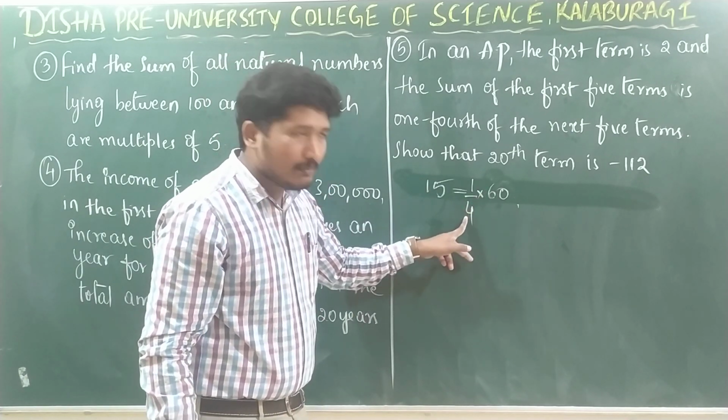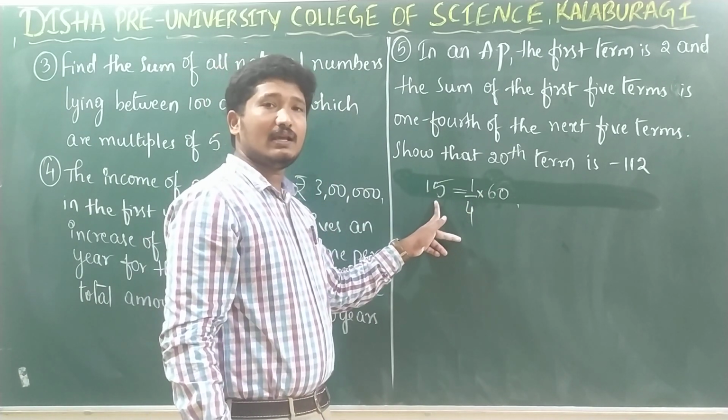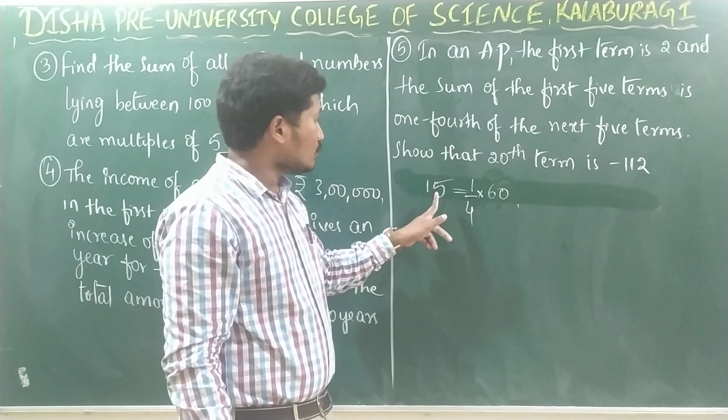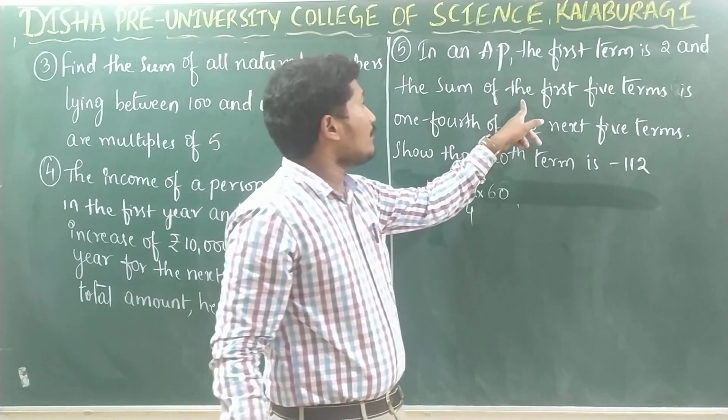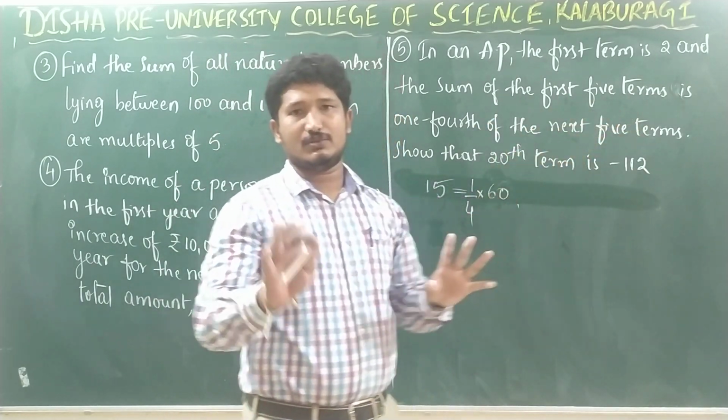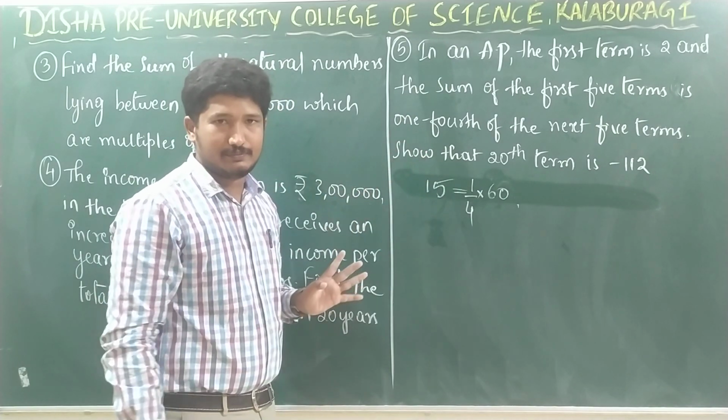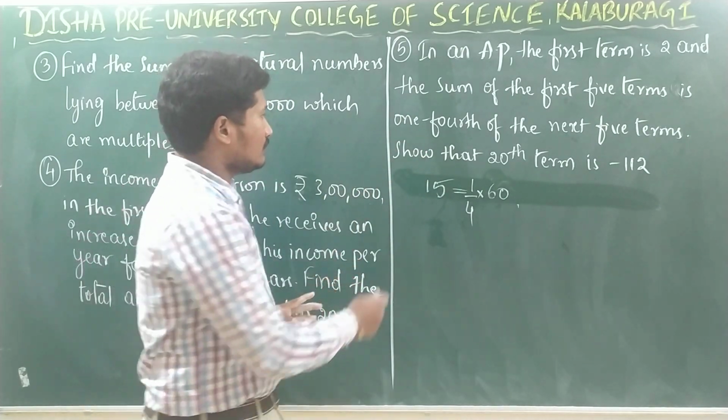So when I divide it by 4, what am I getting? I will get 15. So 15 is what? The sum of the first 5 terms. This is the condition given. Right? Next.